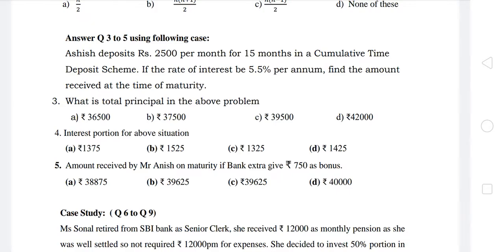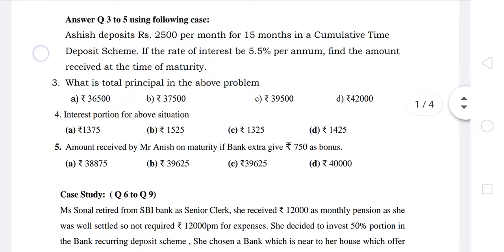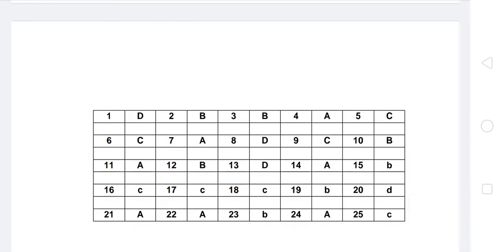So here, what is the total principal in the above problem? Principal amount is the first one, then the second one is the interest portion for the above situation, then the amount received by Mr. Ashish on maturity if the bank gives an extra rupees 750 as bonus. I have calculated all this and I have given the answers here on the last page. Question number 3, answer is B. Question number 4, answer is A. Question number 5, answer is C.